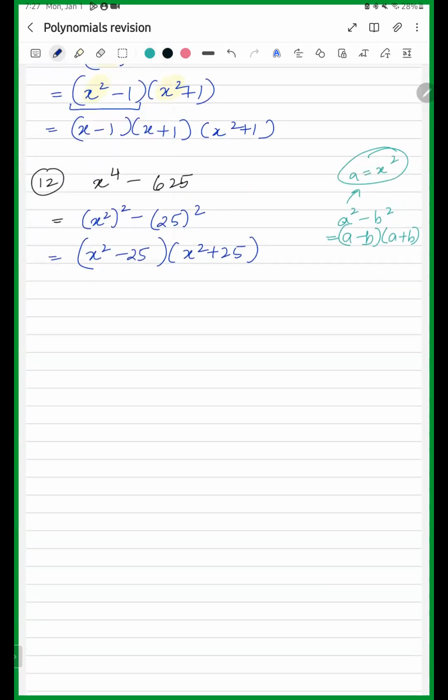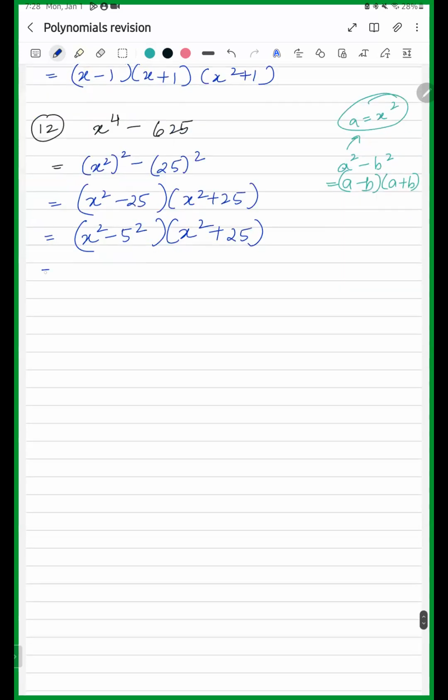So again, this one can be factorized. Only this first bracket can be factorized in this case. The second one we can't factorize further. This one you can write as x square minus 5 square, right? 25 can be written as 5 square, but you don't have to change the second bracket. That will be as it is. So this can be written as x minus 5 into x plus 5. So this is going to be your answer.